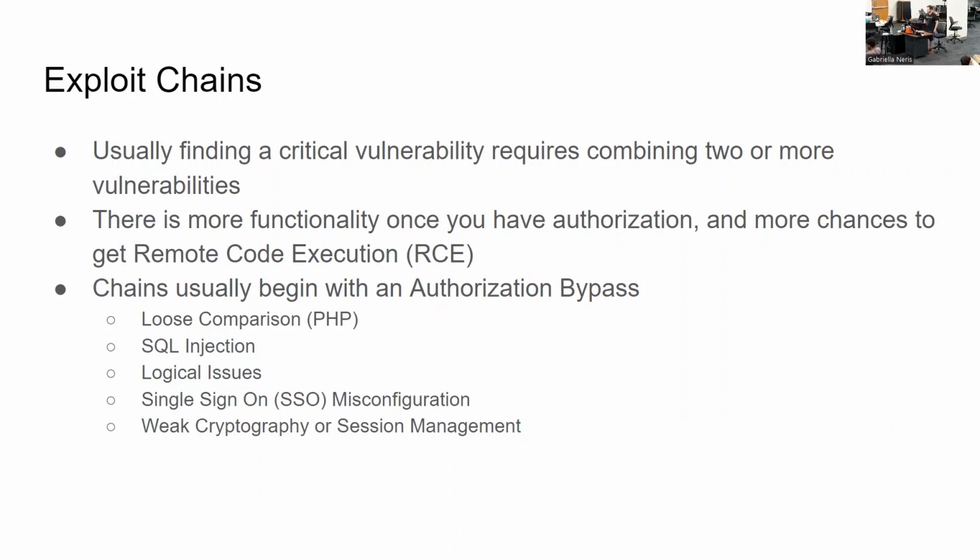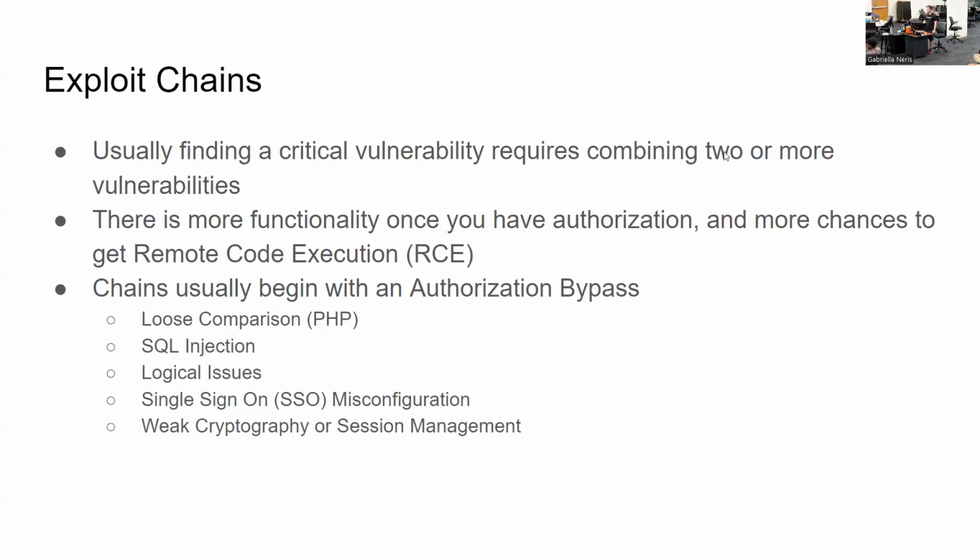So, common ways to get an authorization bypass. There are really a lot of ways, but here are like 5 ways. There's a loose comparison, which is mostly PHP specific, where it compares 2 variables using only 2 equal signs. But in PHP, it needs to be 3 equal signs to compare the types as well. So it can lead to weird bugs where things evaluate to true even though they're not the same value.